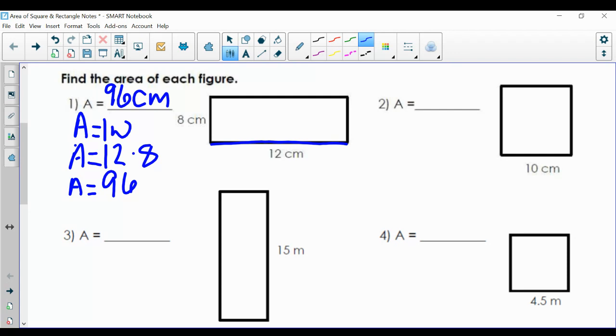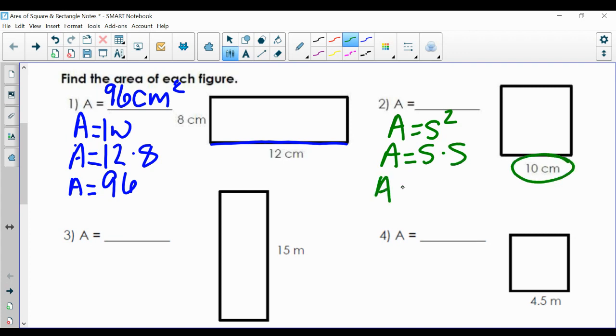And when you're writing area problems and you're answering for area, it's going to be squared. So 96 centimeters squared. You're going to have that little 2 up in the top corner. Always, anytime you're talking about area, it's always going to be that. So looking at problem number 2, we have a square. So I'll show you what it looks like with the square formula. So A equals S squared, which we know is the same thing as A equals side times side. I know my side length is 10. So area equals 10 times 10, which we know is 100.